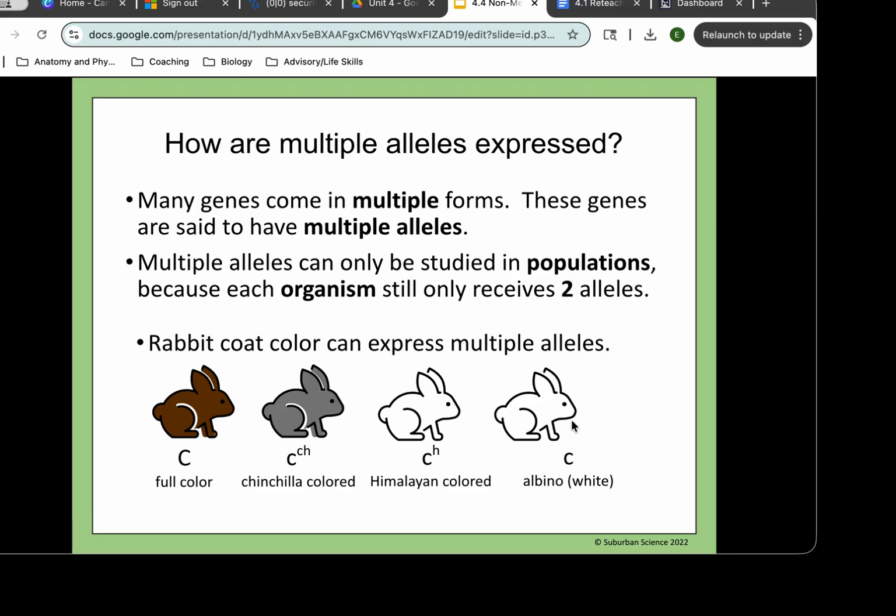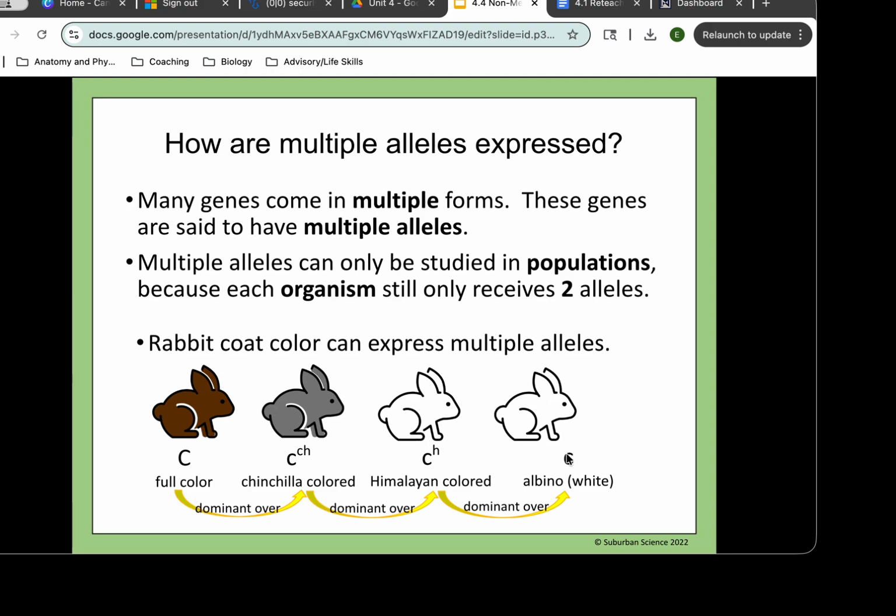So when we look at these examples, we have a lot more we have to pay attention to. So usually there's what they call a domino effect. So for example, full color is dominant over everything else. So if there's a big C, that's what we're going to get. Chinchilla colored is dominant over both the Himalayan and the albino. And then the Himalayan is dominant over the albino.